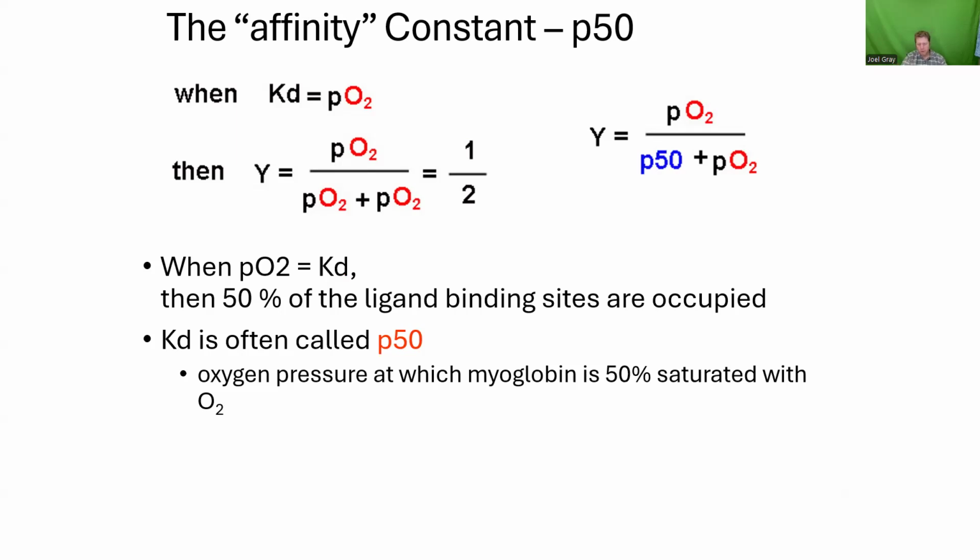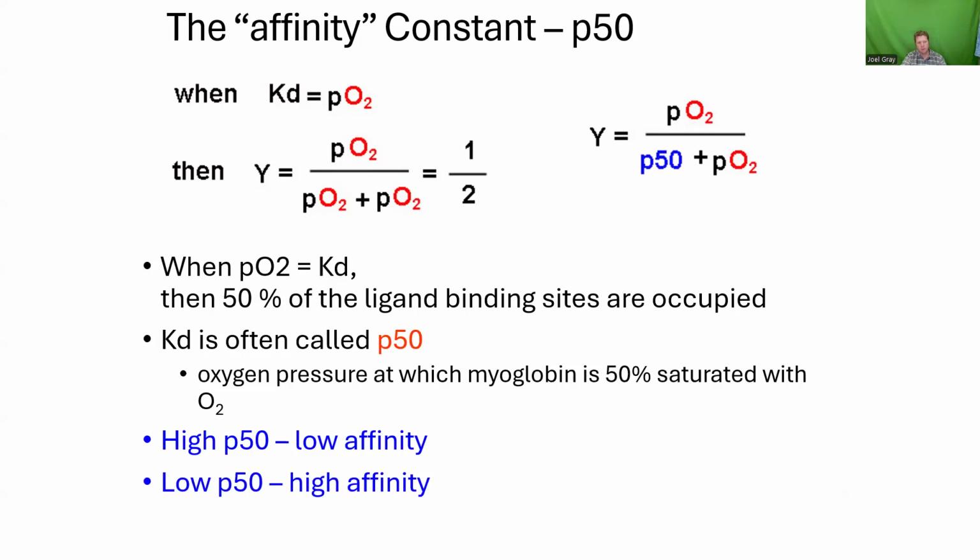So simply put, we can look at a high P50 value as a measure of low affinity for O2. That means you require a lot of oxygen present in order for your protein to be 50% saturated. Whereas a low P50 indicates a high affinity. So that means that you don't require a lot of oxygen in the environment for your proteins to be 50% saturated. Now, this curve that we looked at a moment ago, our hyperbolic curve, illustrates a myoglobin binding curve.